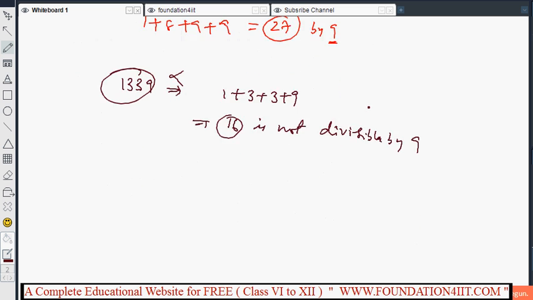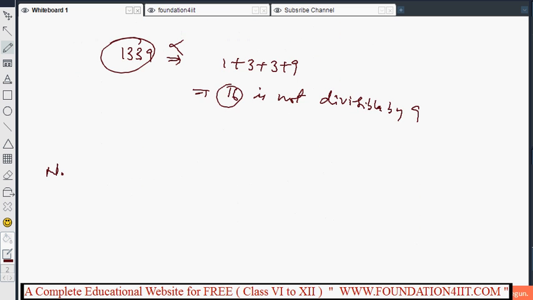So one important note is that the numbers which are divisible by 9 are always divisible by 3. Whatever numbers are divisible by 9, they will be divisible by 3 also. But whichever numbers are divisible by 3, they need not be divisible by 9. Sometimes maybe, but they may not be divisible by 9.